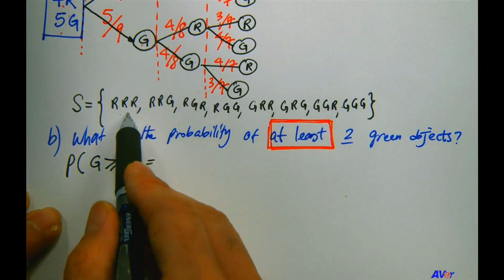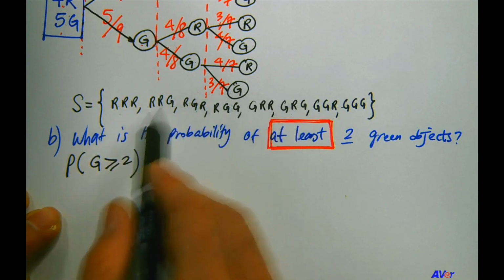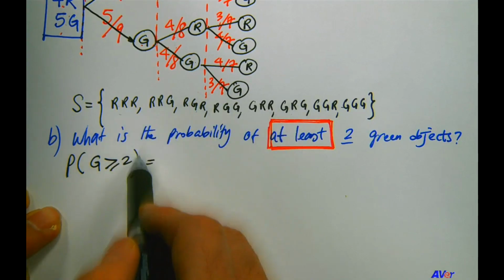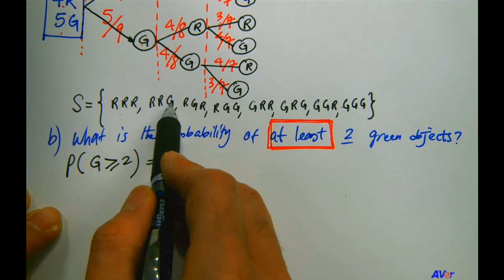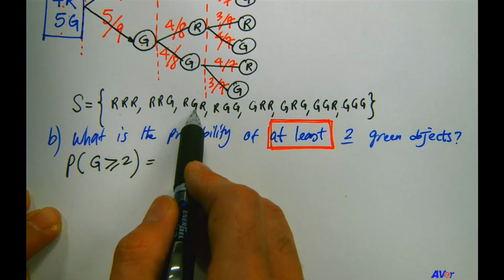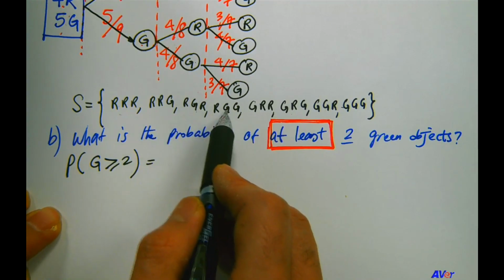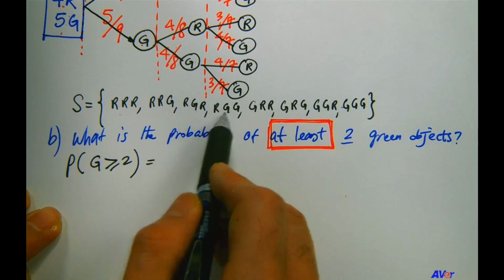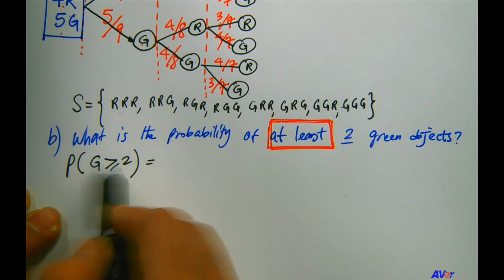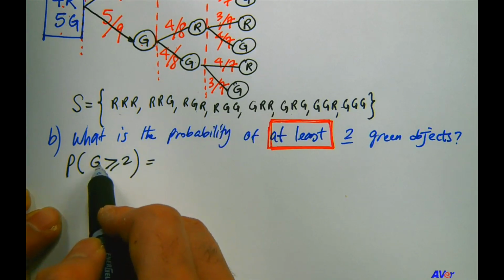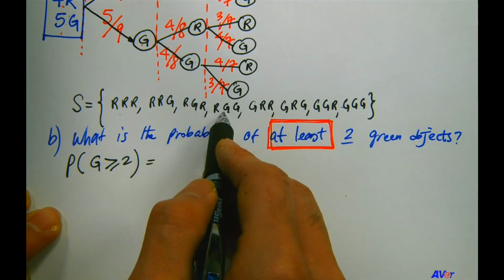Does this one fall into this category? No. There's no green here. Does this one fall into this category? No, because there's only 1 green. How about this? No, 1 green. How about this? Yes. We have 2 greens in that outcome. So the probability of anything equal to 2 greens or more includes that.